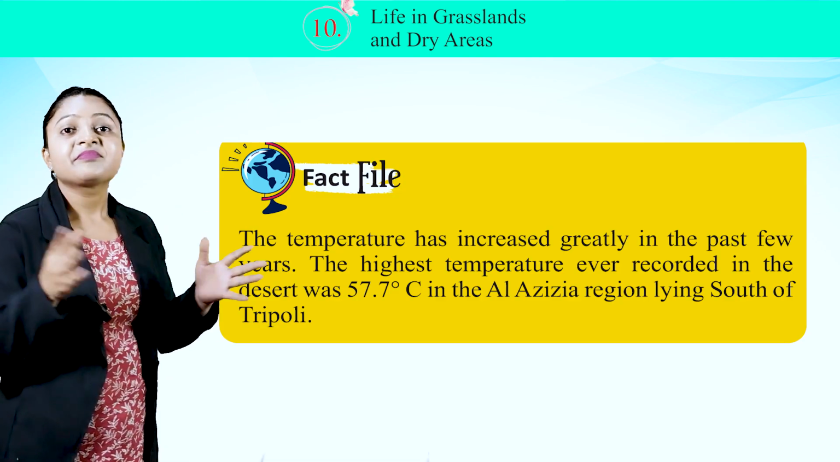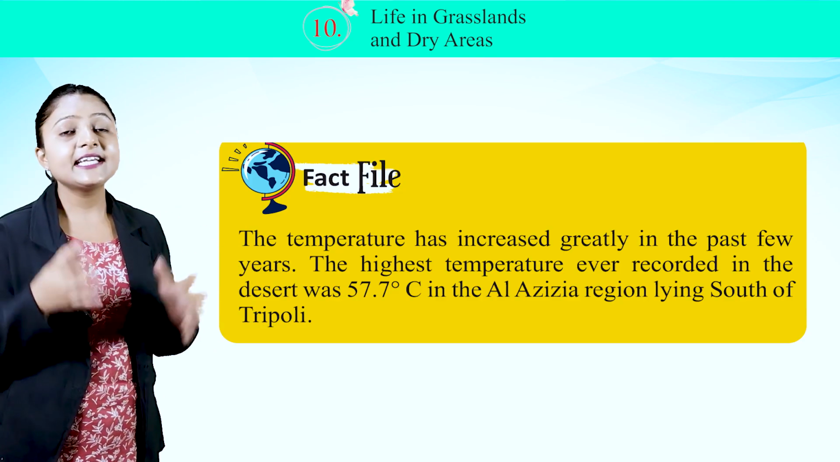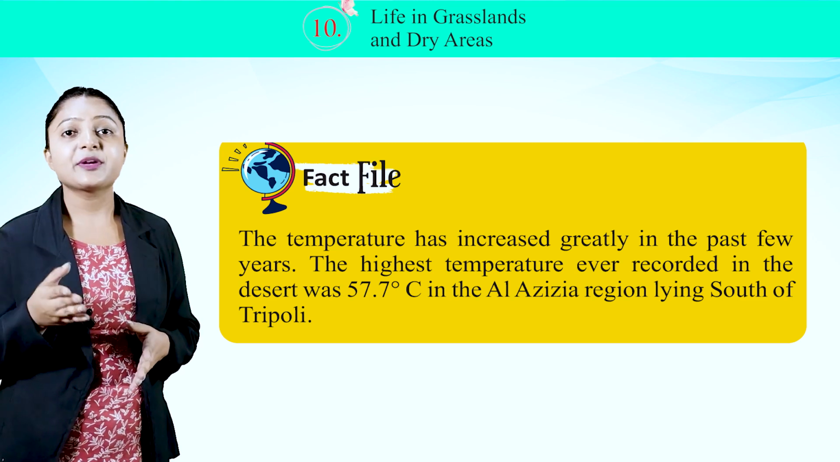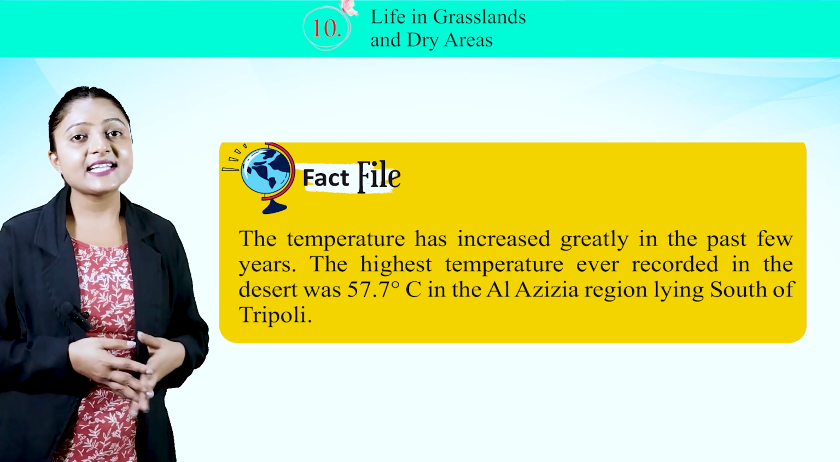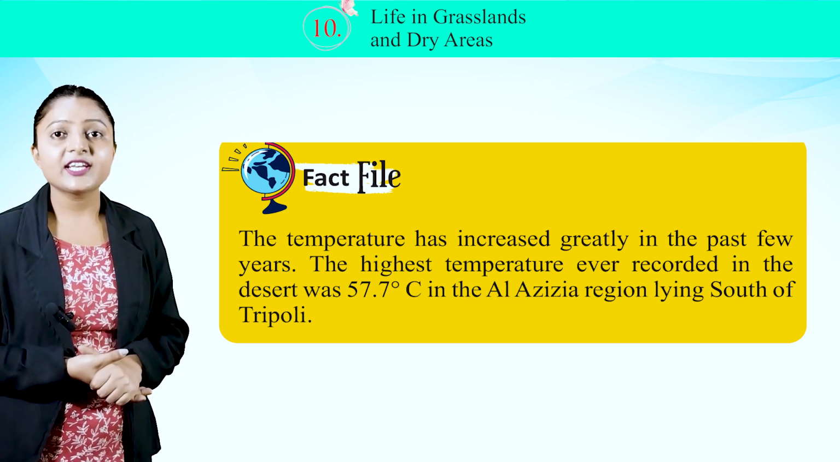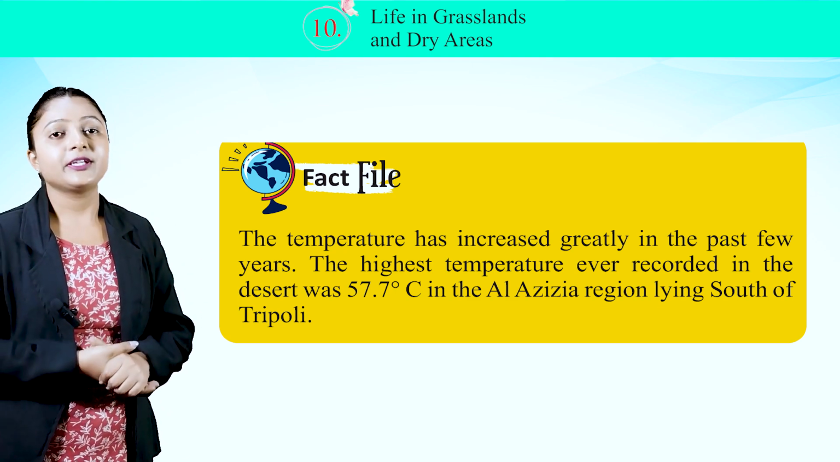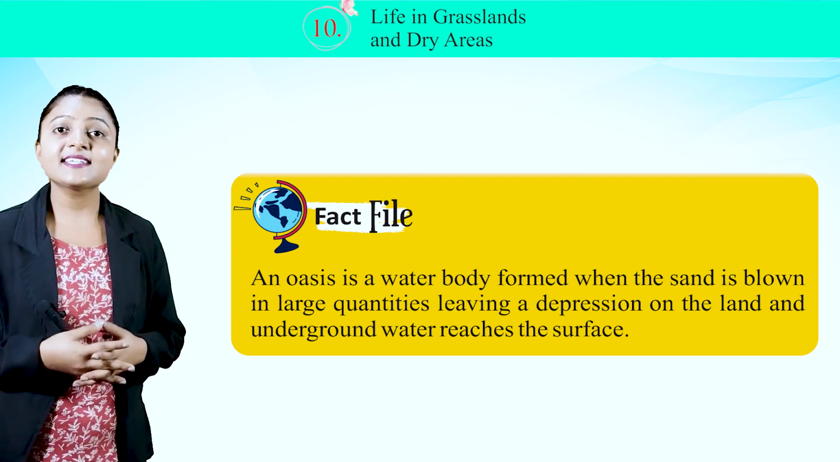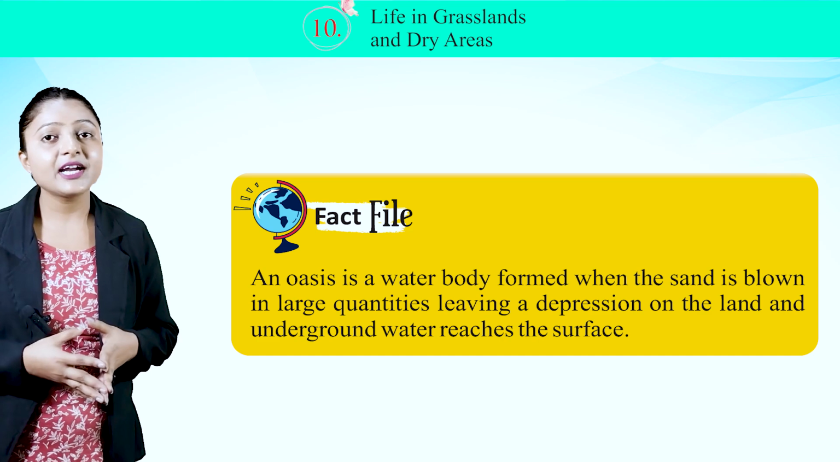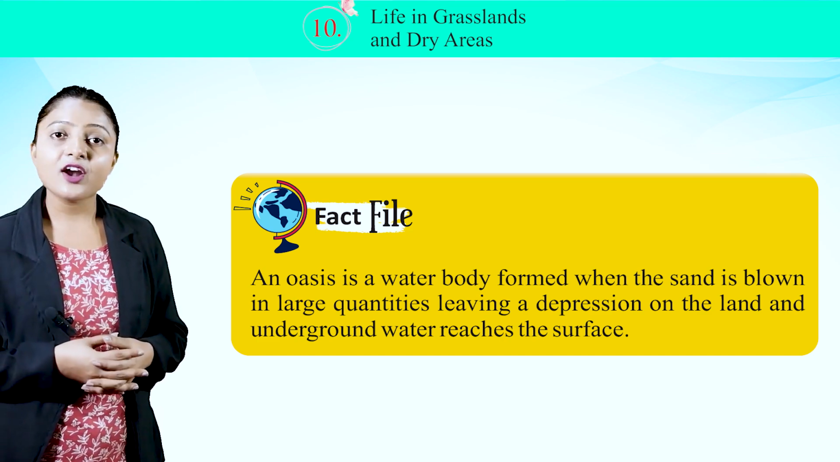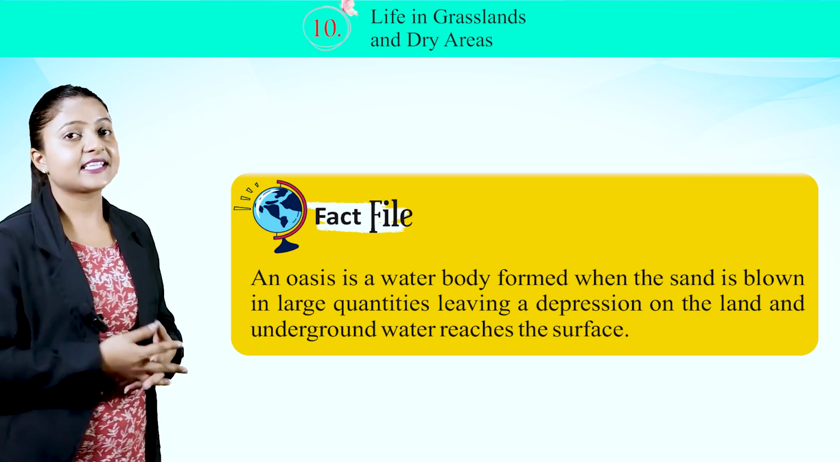Fact file. The temperature has increased greatly in the past few years. The highest temperature ever recorded in the desert was 57.7 degrees Celsius in Al Azizia region lying south of Tripoli. Fact file: an oasis is a water body formed when the sand is blown in large quantities, leaving a depression on the land and underground water reaches the surface.